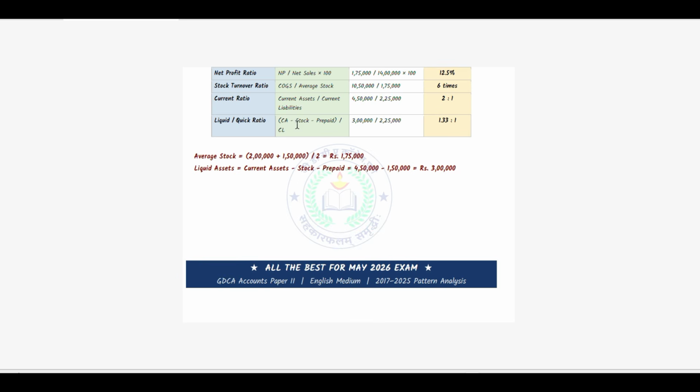Liquid or quick ratio, current assets minus stock minus prepaid, divided by current liabilities. 3 lakh divided by 2,25,000, that is 1.33:1. So average stock is equal to 2 lakh plus 1,50,000 divided by 2, that is 1,75,000. Liquid assets, current assets minus stocks minus prepaid, is equal to 4,50,000 minus 1,50,000, which is equal to 3 lakh rupees.